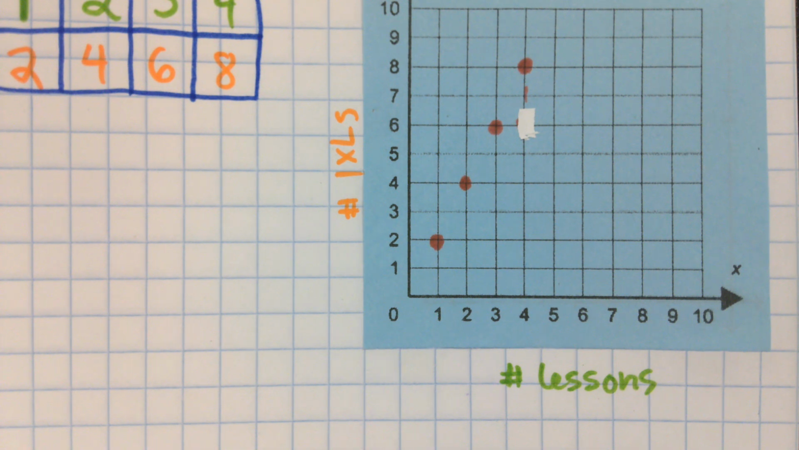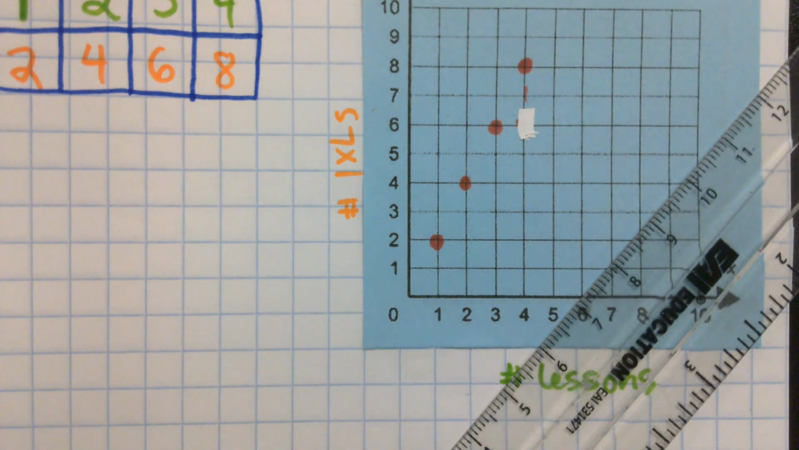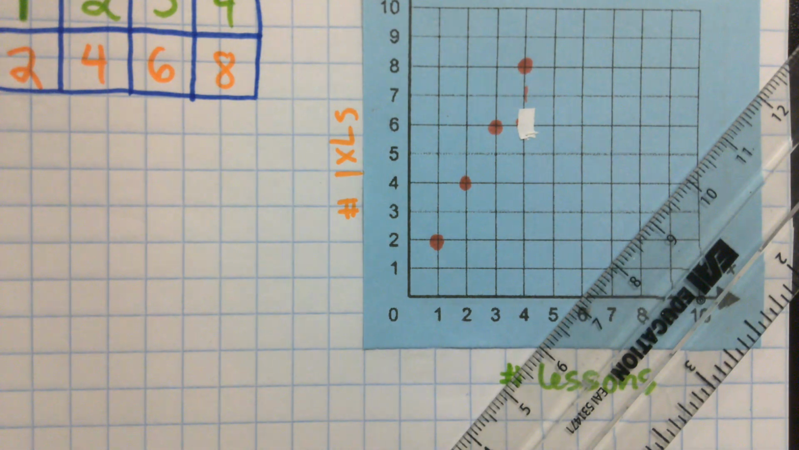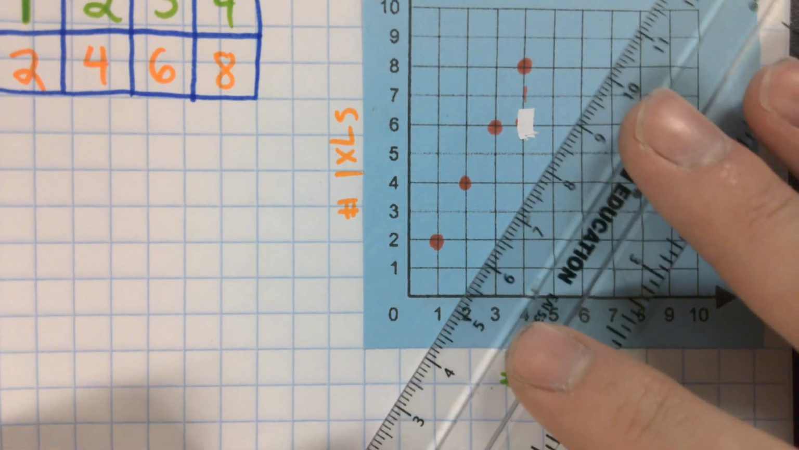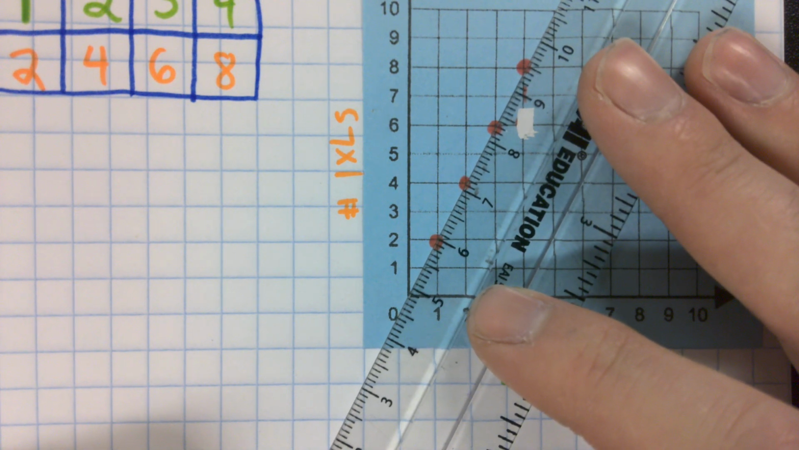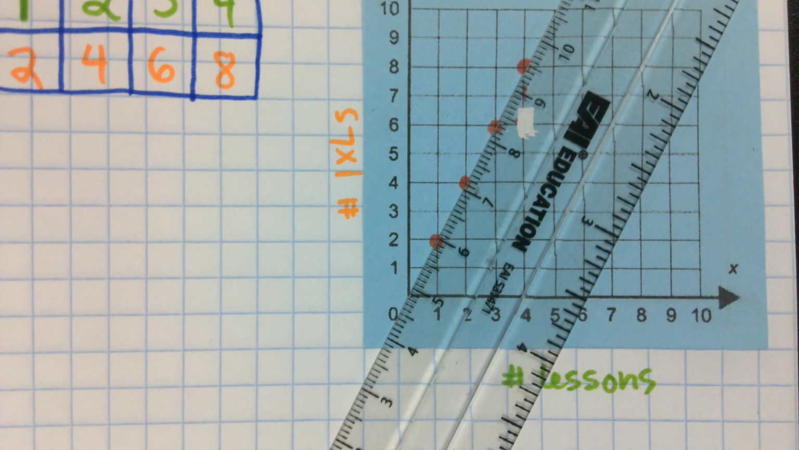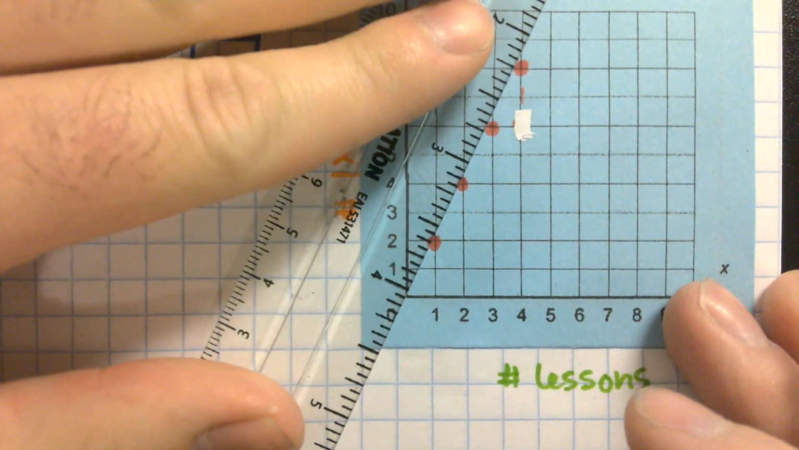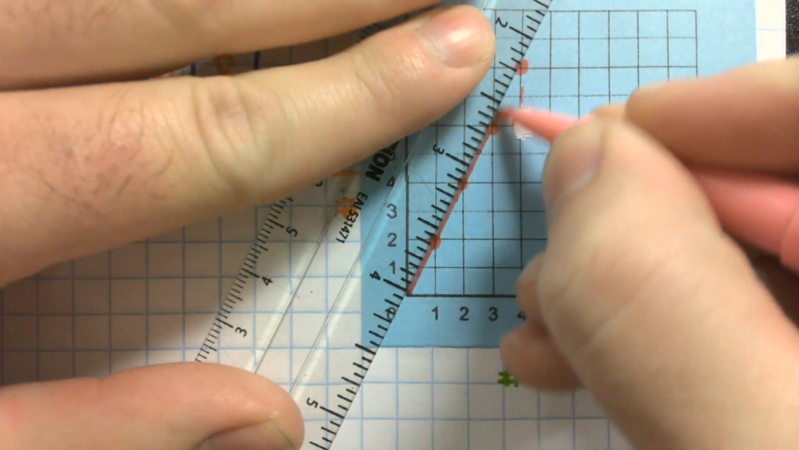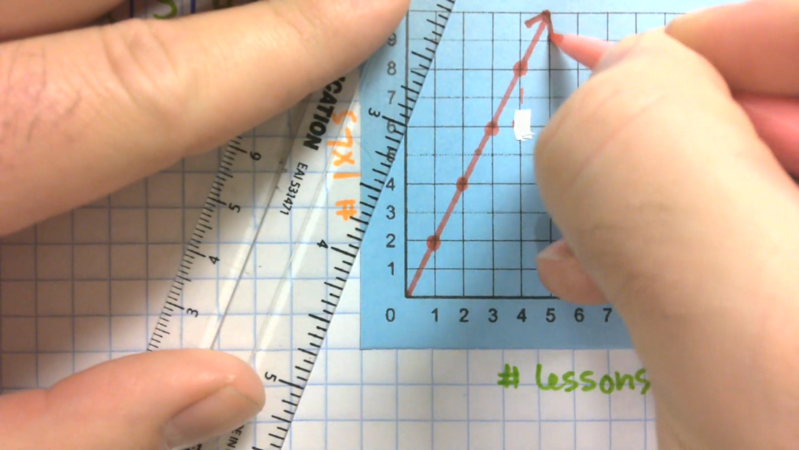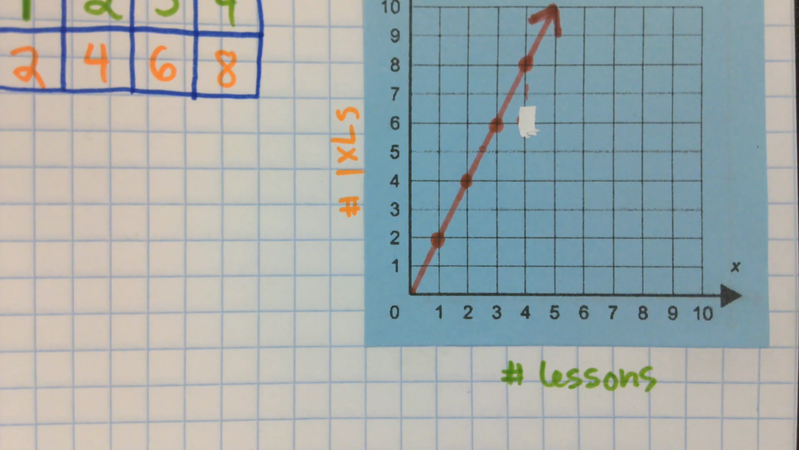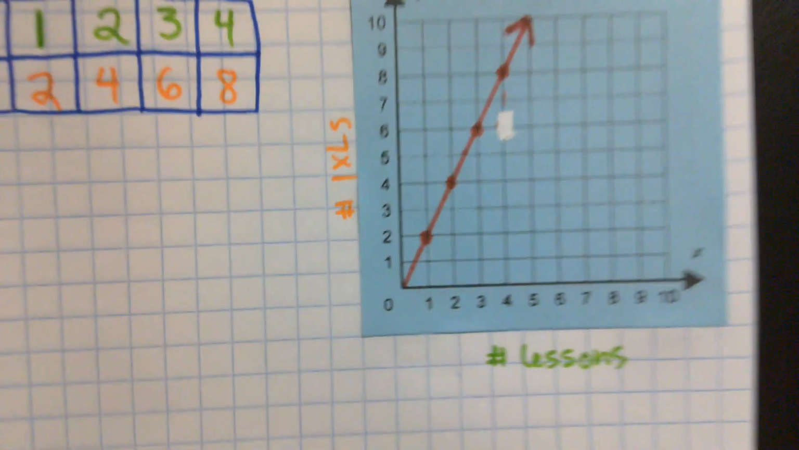Thank you. So you're going to take your little mini ruler. You're going to line it up with all those points. And we're going to draw our line as precisely as you can, with a little arrow on the end to show that this line goes up and up and up forever. And that's our graph right there.